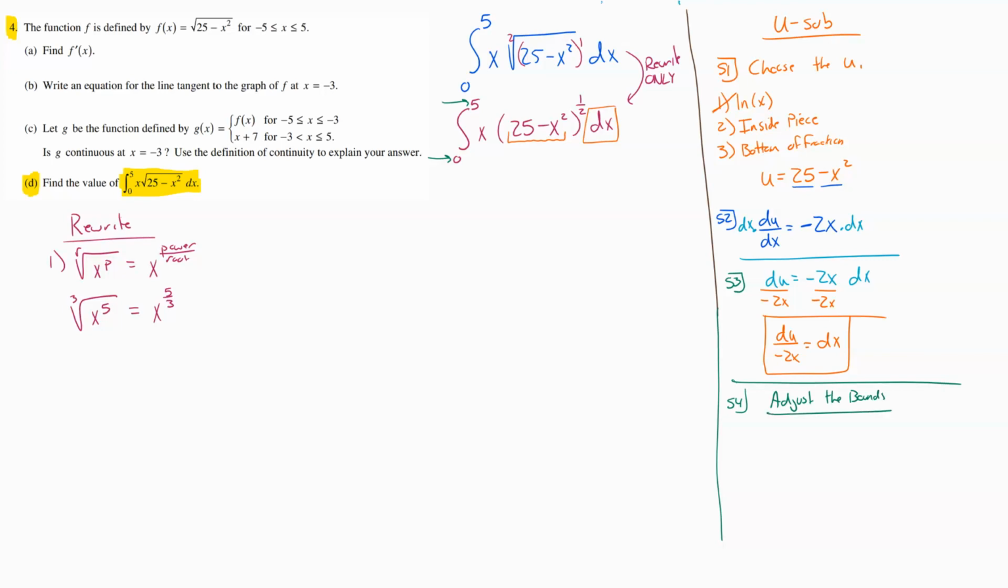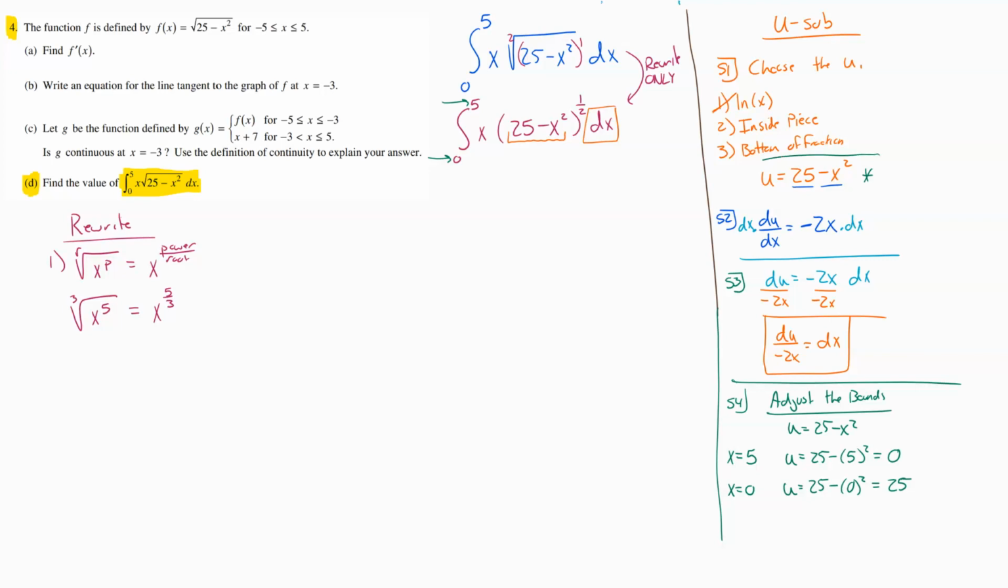To adjust our bounds, you'll take your u equation from up above. So u is equal to 25 minus x squared, and we're going to plug in these x values. On the top, when x is equal to 5, I plug in 5 and I get 25 minus 25, so that gives me a u value of 0. My lower bound, x equals 0, I plug into my u equation. This is 25 minus 0 squared, so out of there I get 25. Now I'm ready to go do the substitution part.